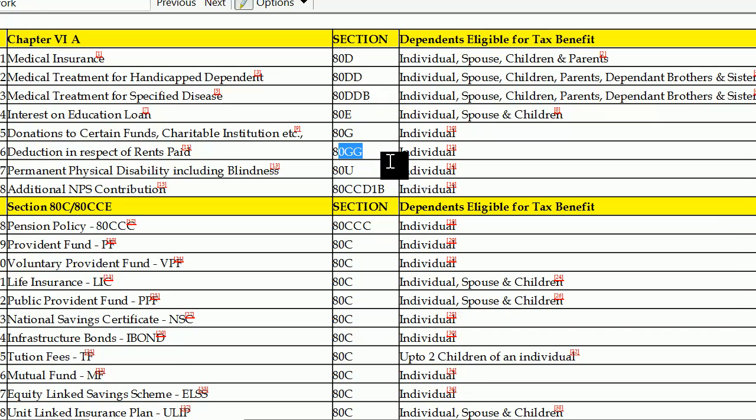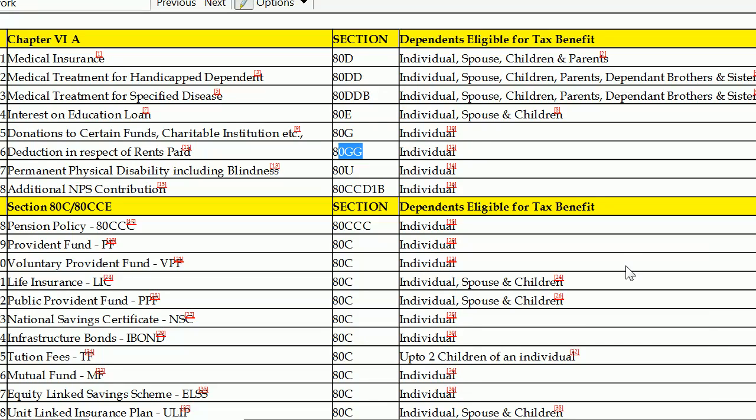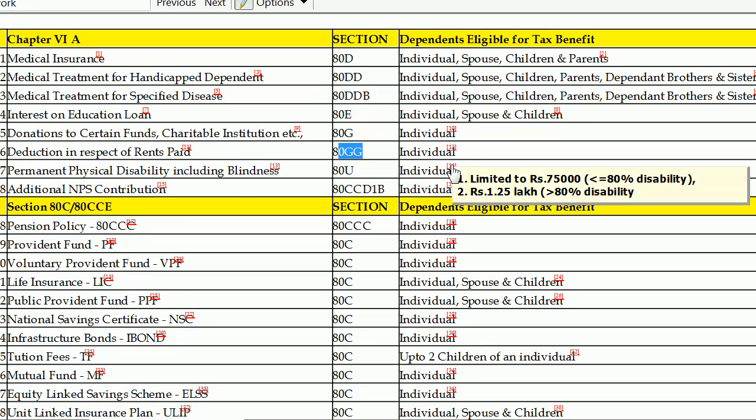The next one is permanent physical disability, including blindness. If your physical disability is less than 80%, you can claim up to 75,000. The disability should be greater than 40%, and you have to get a certificate from a government doctor to avail this income tax deduction. We will see this in a future chapter, and this is eligible for individuals only.